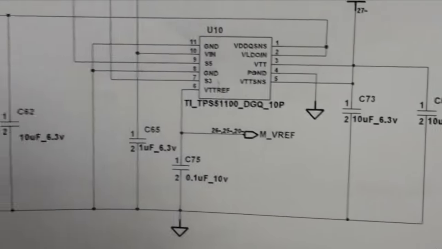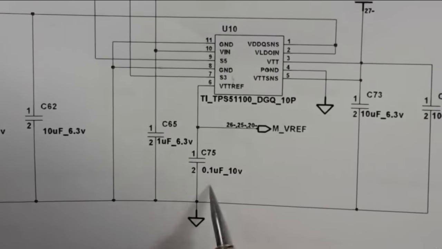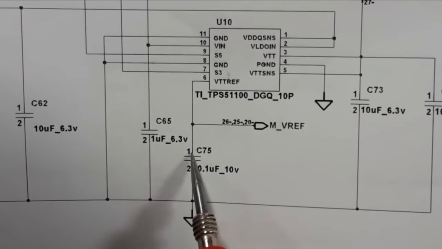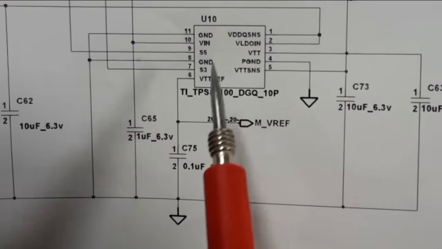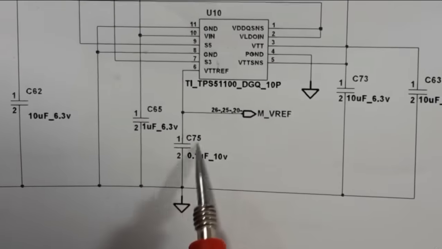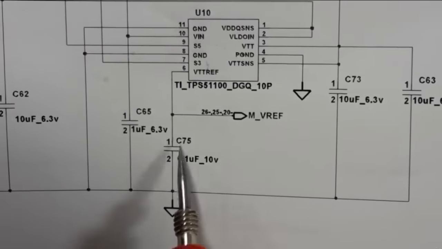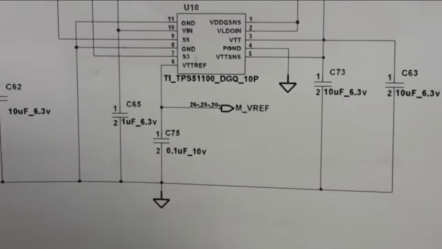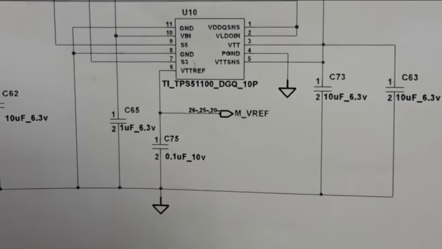This means if you find a shorted ceramic capacitor, a ceramic capacitor that is connected to the ground on both sides, this IC is shorted. Maybe the ceramic capacitor can be shorted, but 90 or 99% the IC is the shorted component. I will show you on the motherboard how to check the IC and the ceramic capacitor using the multimeter.